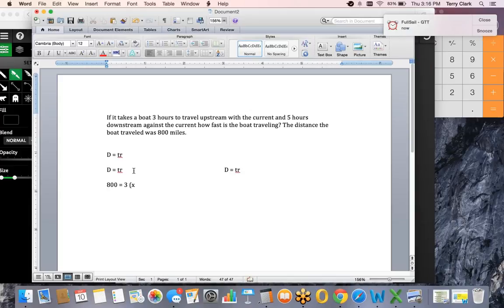But I do know that the current is helping the boat out, because it's going with the current. So that's why it's faster. So I'm going to say x plus y. So it's helping out the boat. Same way if you put a cup in the water, if the cup doesn't do anything, the current is going to add to the speed of the cup. And then for the second one, I'm going to say 800 equals 5, and then that's going to be x plus y.